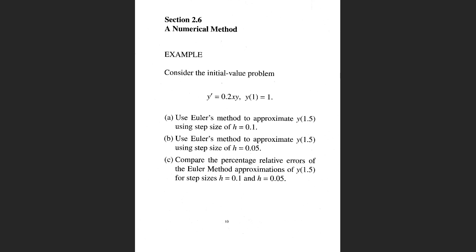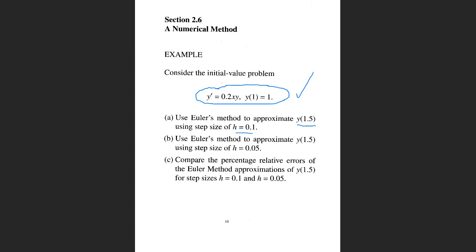Okay, all right. Here you have an initial value problem. Y prime equals 0.2 times x times y, where when x equals 1, y equals 1. And we're going to use Euler's method to approximate y of 1.5 with a step size of 0.1.